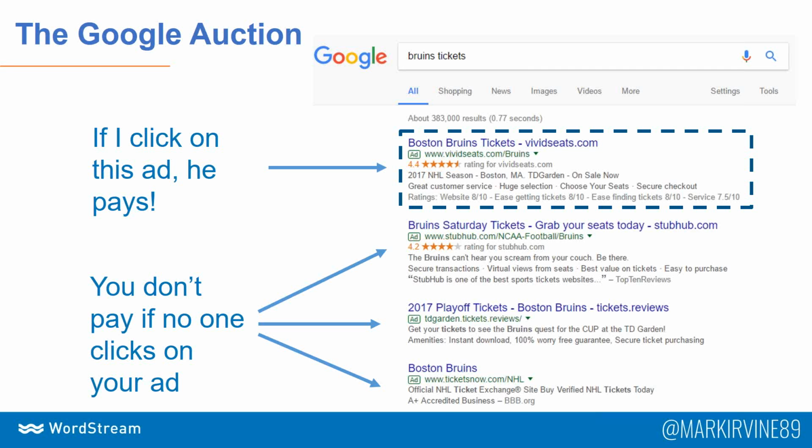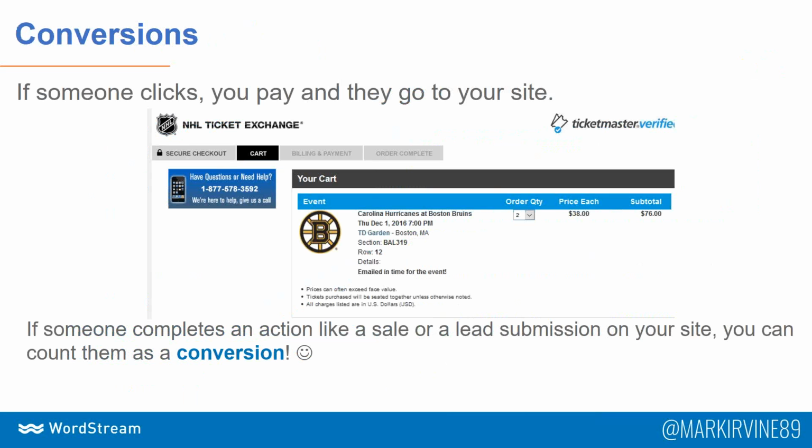And then after you clicked on that ad, you're going to arrive at the site. And obviously, you have some kind of goal when you're getting people to your site. You might want them to buy something from you. Here, you might want them to buy Bruins tickets from you. But separately, you might want someone to fill out a form, subscribe to a newsletter, or give you a call or something like that. And whenever someone completes an action on your site that you deem as a valuable action, you can count them as a conversion.